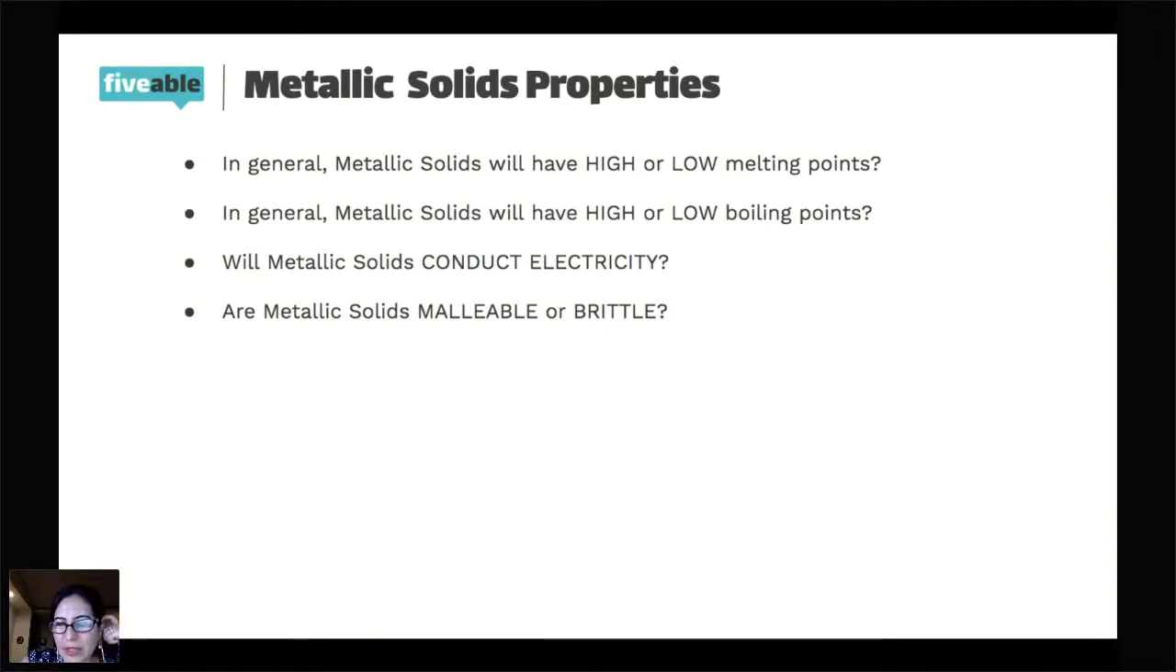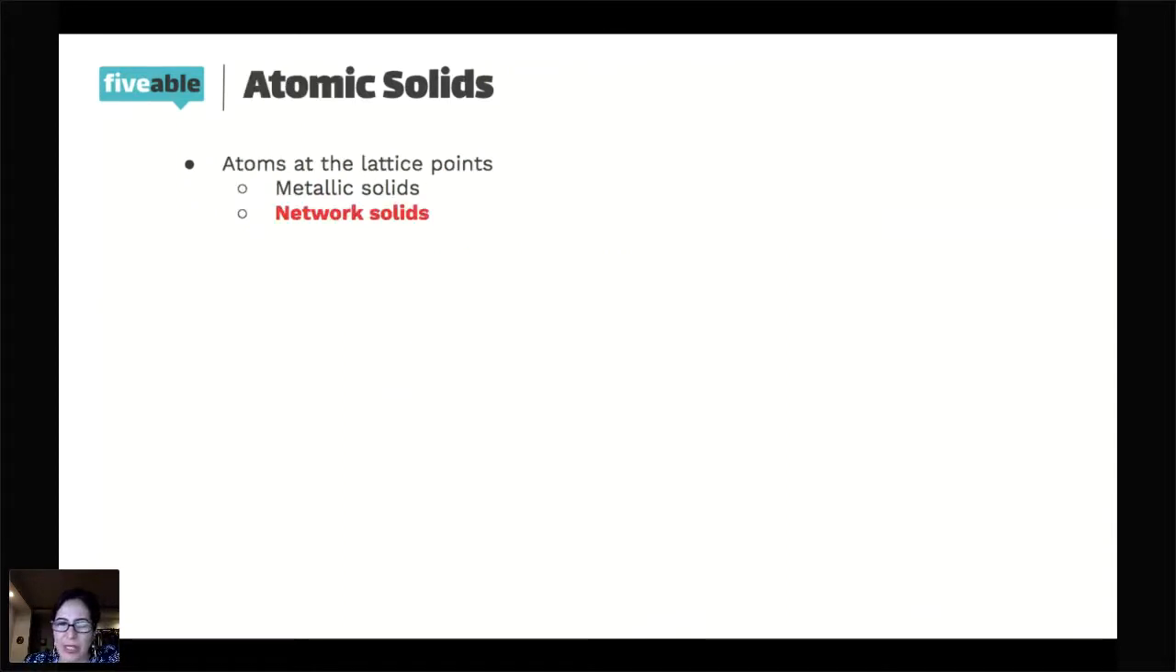Remember that, can you make a shape out of a metallic cube? Exactly, they are malleable. You can shape them into whatever shape you like by applying force. Excellent. Okay, and the last one that we're going to see is where the atoms at the lattice points are, well, that form network solids.